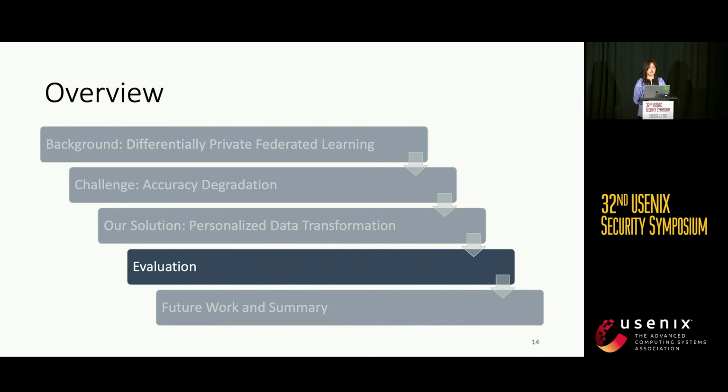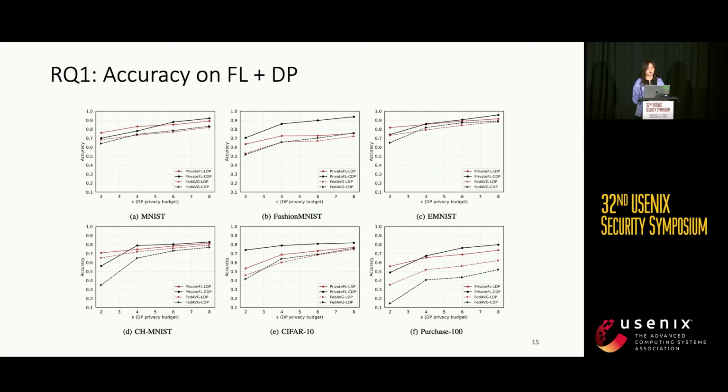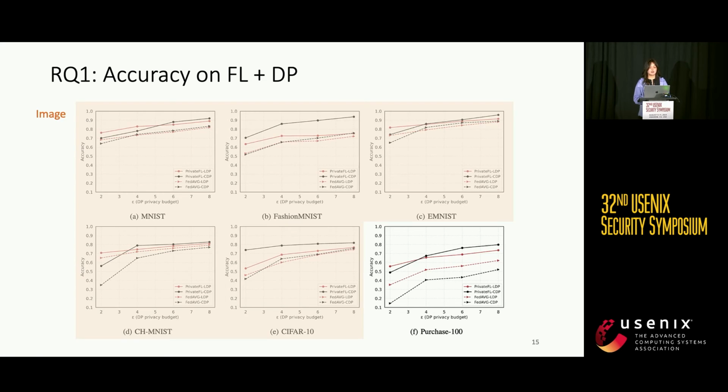And the next part is the evaluation. The first research question is the accuracy improvement on Federated learning with differential privacy. We compare our PrivateFL with FedAvg on 6 data sets, and 5 of them are image data sets, and 1 of them is a non-image data set. We observe that our method consistently outperforms FedAvg on all the data sets, with an average 2 to 3% accuracy improvement, up to 34% accuracy improvement.